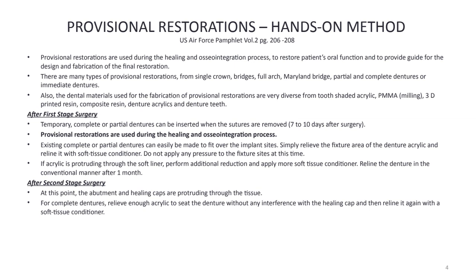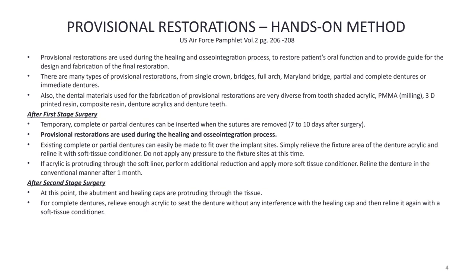So provisional restoration also falls in the following categories. They can be either fixed prosthesis or removable prosthesis. Under the fixed prosthesis, we can have single crown, bridges or full arch bridges, Maryland bridges. Under the removable prosthesis, we can have partial, complete, or immediate dentures. So it's very important to understand when and how the restorations are going to be used during the osseointegration and healing process.